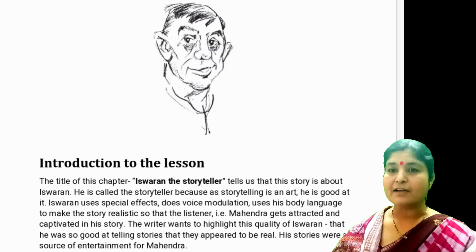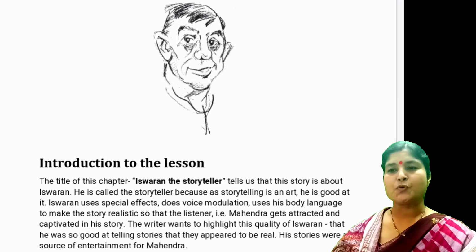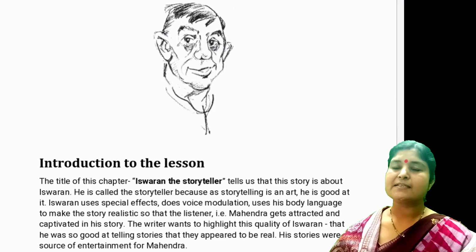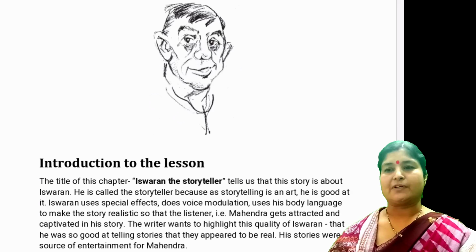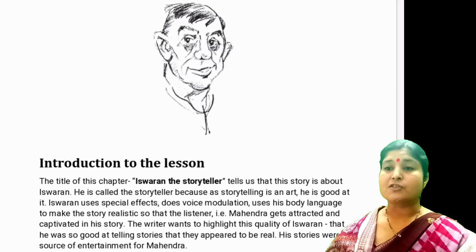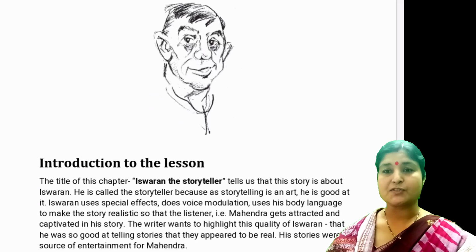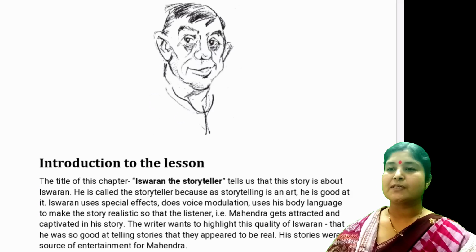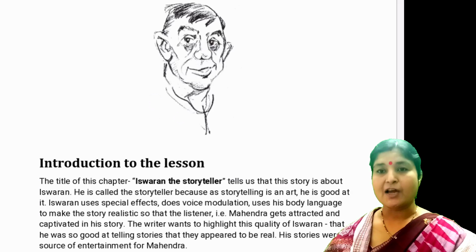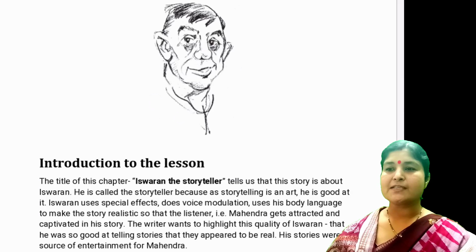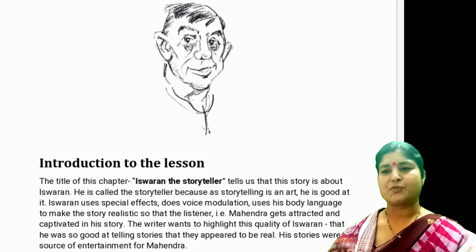So the title of this chapter, Iswaran, the storyteller, tells us that this story is about Iswaran. He is called the storyteller because storytelling is an art, and he is good at it. Iswaran uses special effects, does voice modulation, and uses his body language to make the story realistic, so that the listener, that is Mahendra, gets attracted and captivated by his story.